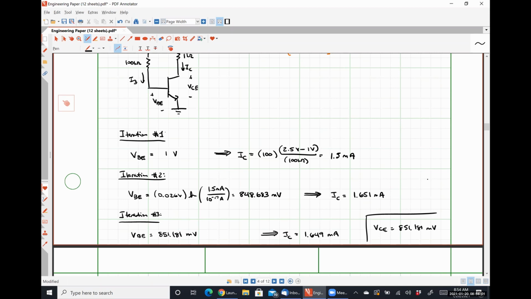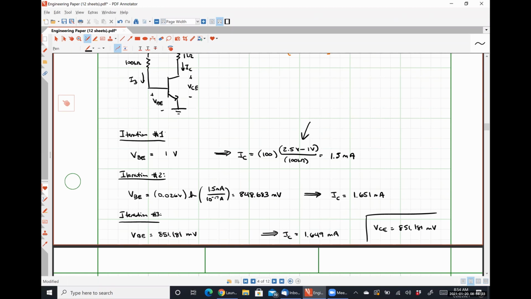That being said, it isn't used a whole heck of a lot. And the reasons for this are that as technology progresses, we've been using smaller and smaller values of power supply voltages, okay? And our collector current here, we can see right here, is based heavily on 2 factors, the value of beta and the value of VCC minus VBE.